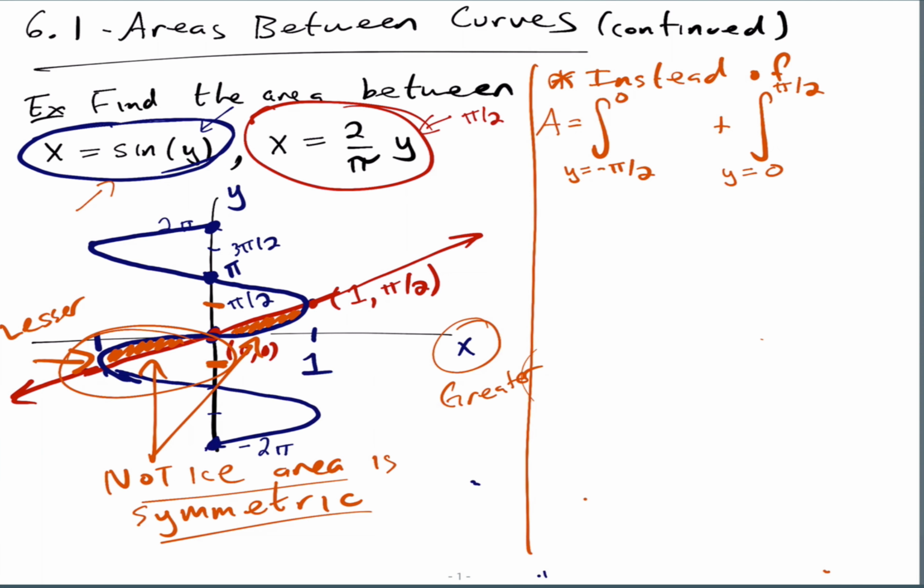The one on the line, right? The red line, which is 2 over pi y, right? That one's greater for this section right here because it's further to the right. Does that make sense? And that's because it's with respect to y.